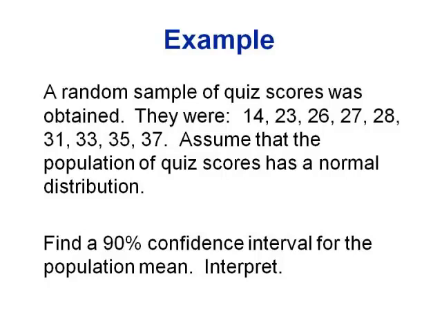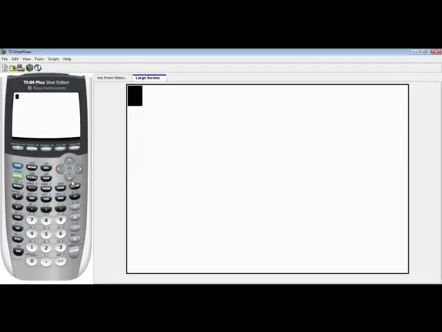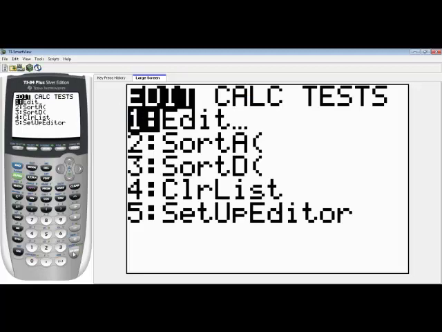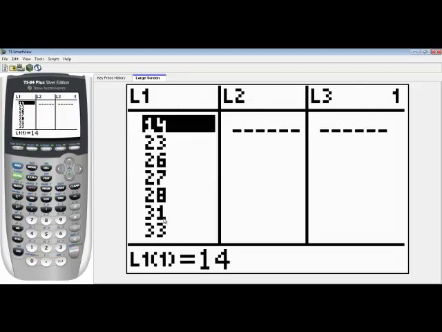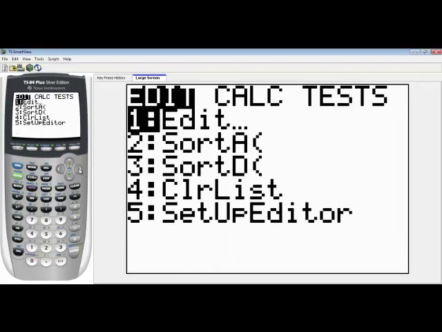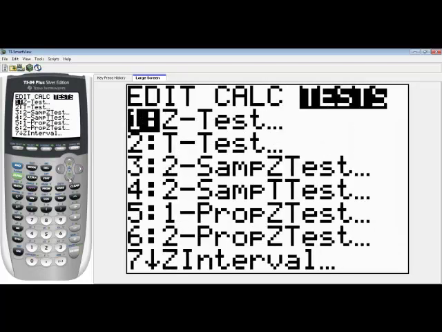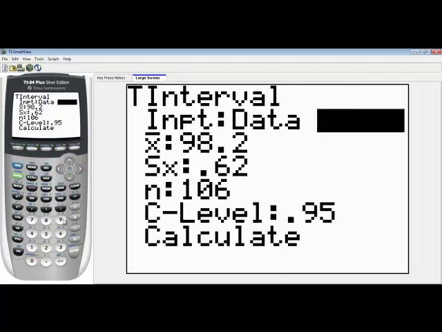And a data example with t-intervals. This is the quiz score one where we don't have a population standard deviation, so we need to use t-interval for it. So we'd go to Stat Edit to put the data in. I already have the data from the z-interval example, and they're the same numbers, but if you didn't, you could go ahead and put your data in there. And then we'll go to Stat Tests. This time I'm just going to hit 8 because I know t-interval is 8. You could scroll down and hit enter.